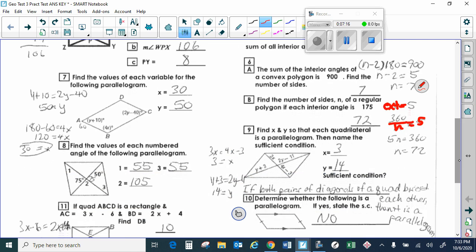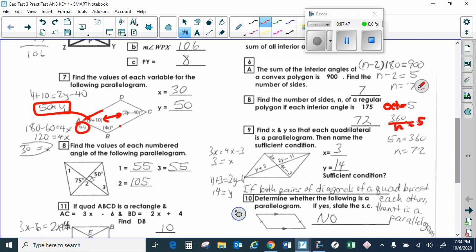Find the values of each variable for the following parallelogram. We know if it's a parallelogram, opposite angles are congruent, and you know that. That was on your post-mod or mod 1 post test that you just took recently. And so I set those equal to each other, and I get y equals 50. Well, what do I know? So 50 right here, if I plug that back in, 50 plus 10 is 60. That's why I have 60 right there.